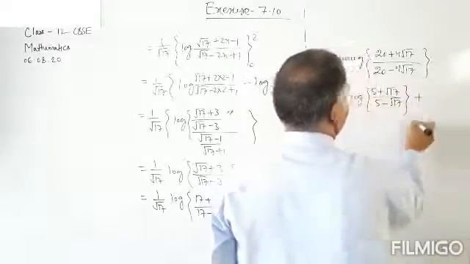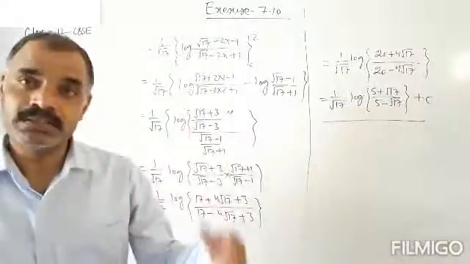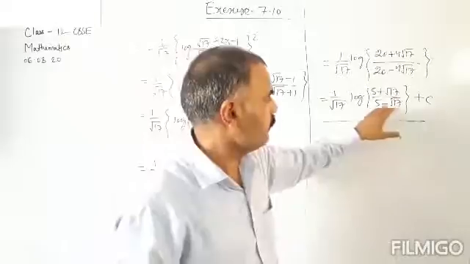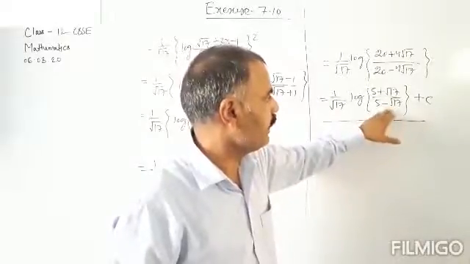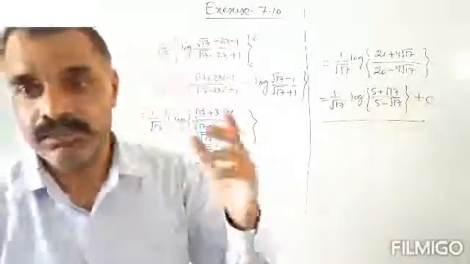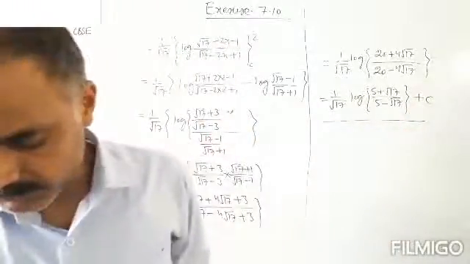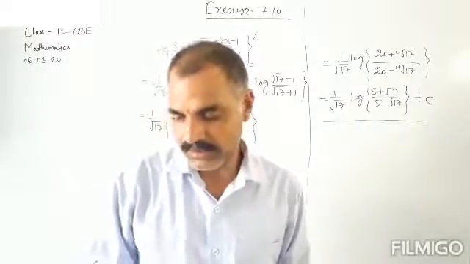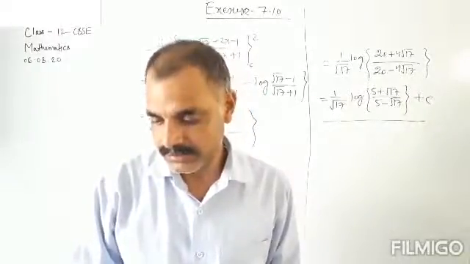Okay, so this is the answer. You may further solve this, after multiplying this by 5 plus under root 17. Okay, so you will have the answer. Now next question. This was question number 6 of the exercise 7.10.